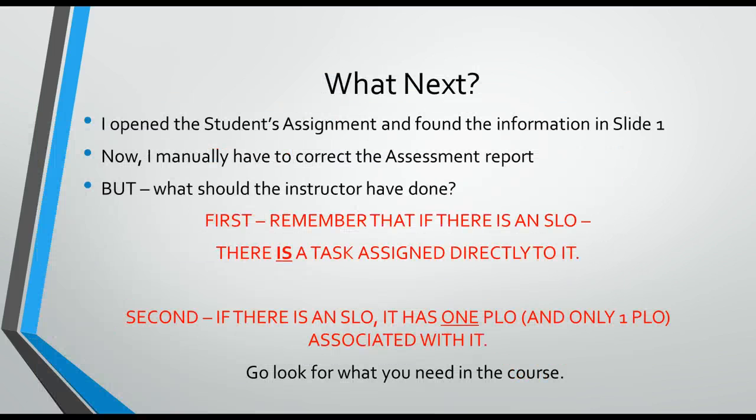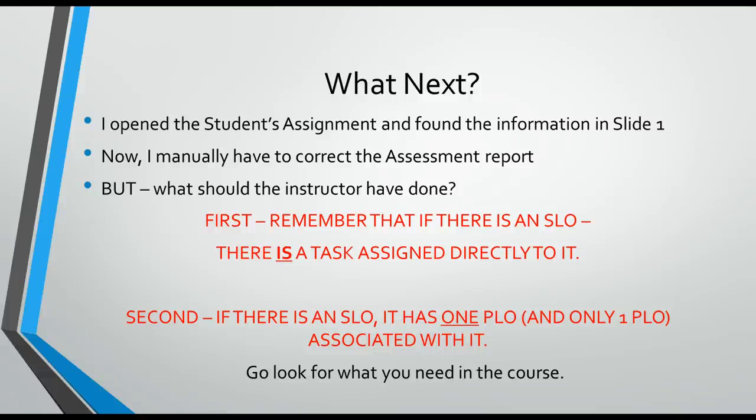So what next? I opened the student's assignment, found the information in slide 1. I will manually correct the assessment report, but what should the instructor have done? First of all, if there is an SLO, there is a task assigned directly to it, either in the homework or in the discussion board. And the CYU may also have a task, but the CYU could also have some more minor module learning outcomes that will scaffold up to the major module outcome that we are expecting. Secondly, if there is an SLO, it is associated with one PLO and only one PLO associated with it.